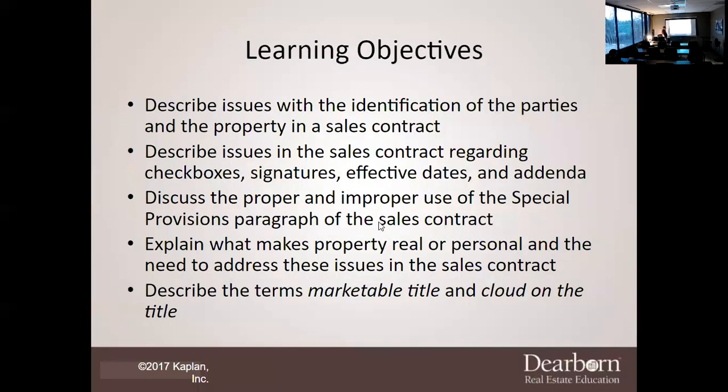The first one we're going to start with is describing the issues with the identification of the parties and the property in a sales contract. We're also going to describe the issues in the sales contract regarding the check boxes, signatures, effective dates, and any of the addenda. We'll also discuss the proper and improper use of the special provisions paragraph of the sales contract. And we'll also explain what makes property real or personal and the need to address these issues in the sales contract. And then lastly, we will describe the terms of marketable title and cloud on title.